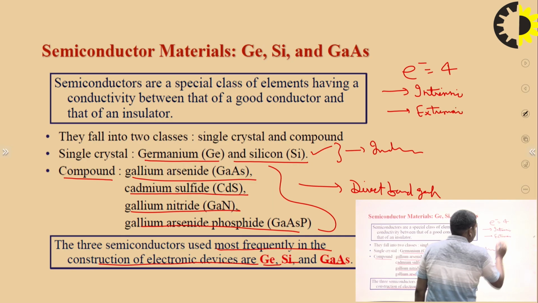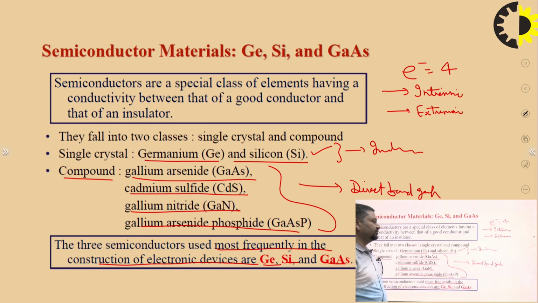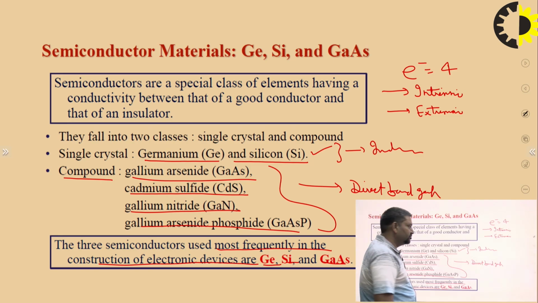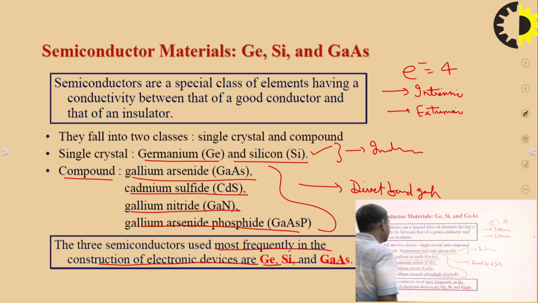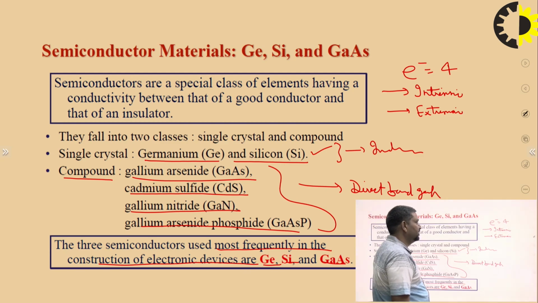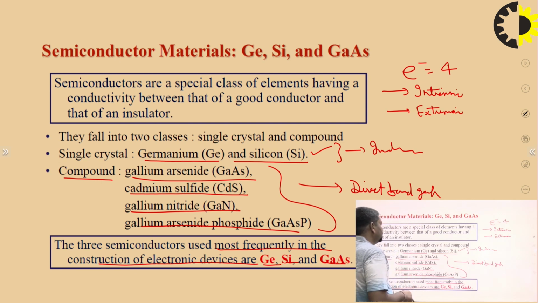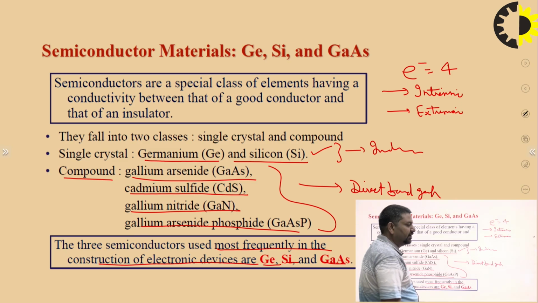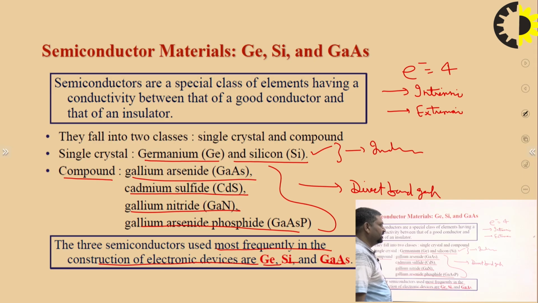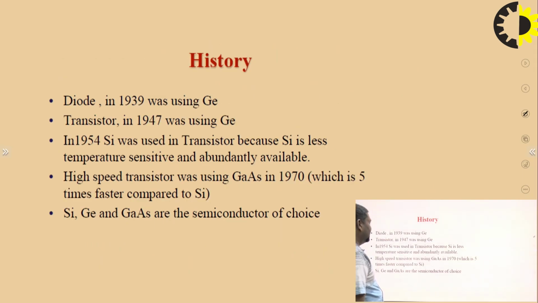So what is the meaning of intrinsic semiconductor? Intrinsic semiconductors are those materials which are pure in their nature. That means germanium and silicon are pure in nature, so we can say this is an intrinsic semiconductor. If we dope germanium or silicon, that material is called an extrinsic semiconductor. Extrinsic semiconductors are of two types: p-type material and n-type material.